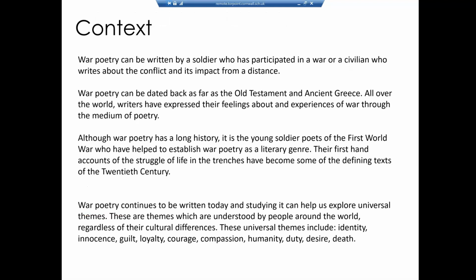Okay, some more information about context then. This helps us to understand the significance of war poetry as a literary form. So war poetry can be written by a soldier. It may be written by somebody who has participated in a war and experienced the feelings of it firsthand. It could be written by a civilian, maybe even someone who is observing the war from a distance and writing about the conflict.